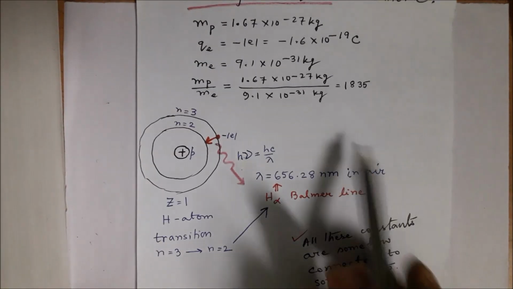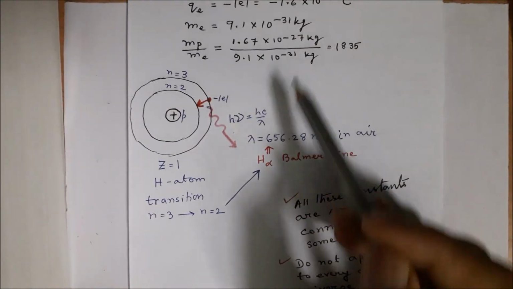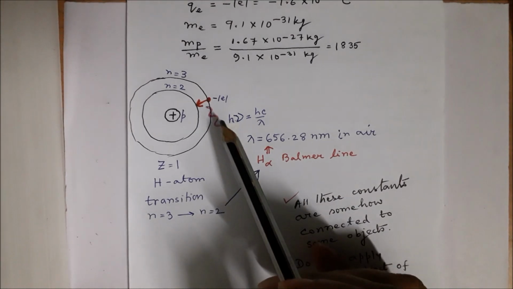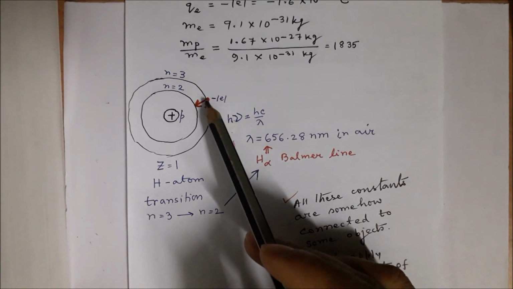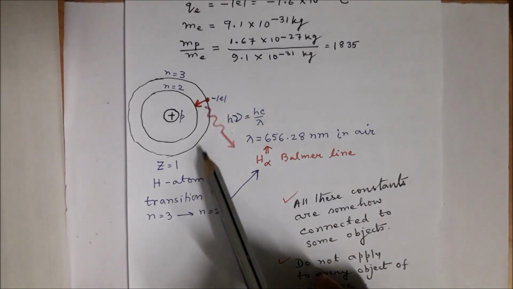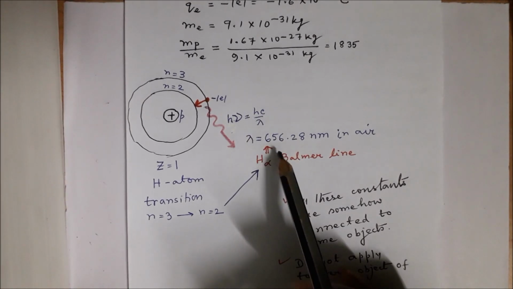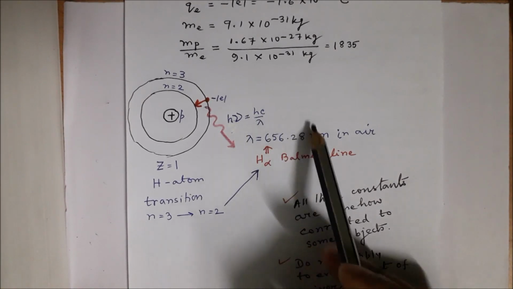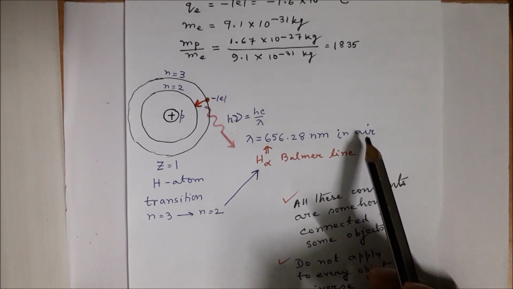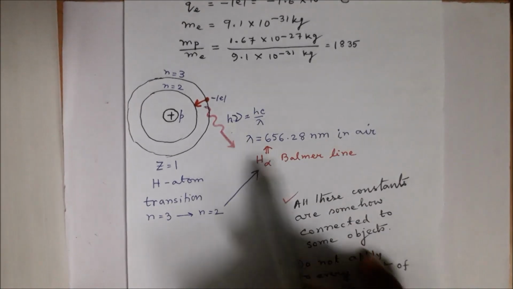And also there are so many constants like the H alpha Balmer line, which corresponds to transition of an electron from third level to second level, and as a result we have a radiation which is of value 656 nanometer in air and is called H alpha Balmer line. So this is again a constant.